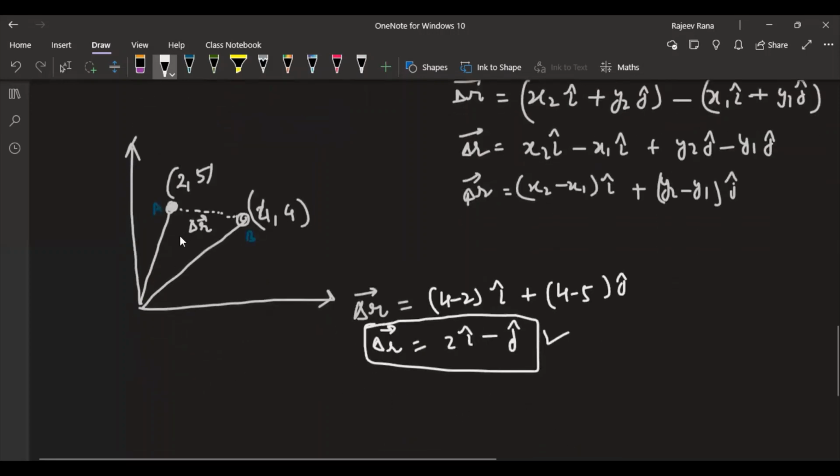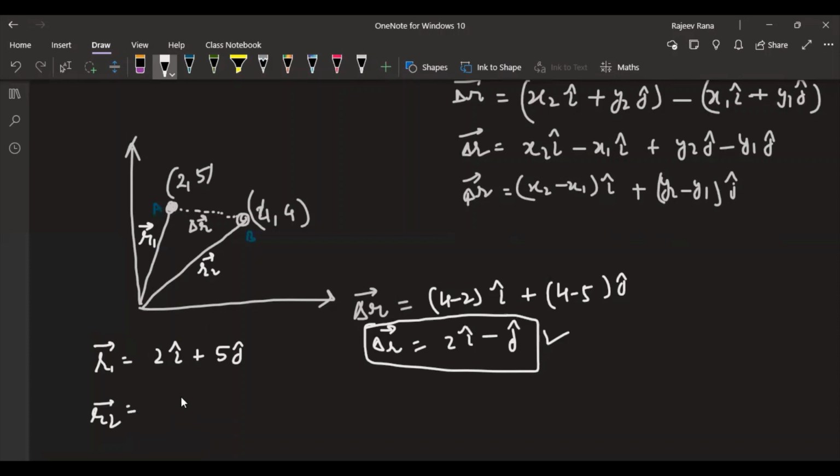So how can we write the position vectors here, R1 and R2? What is the value of R1? R1 is 2 I cap plus 5 j cap. And what is the value of R2? R2 is 4 I cap plus 4 j cap.